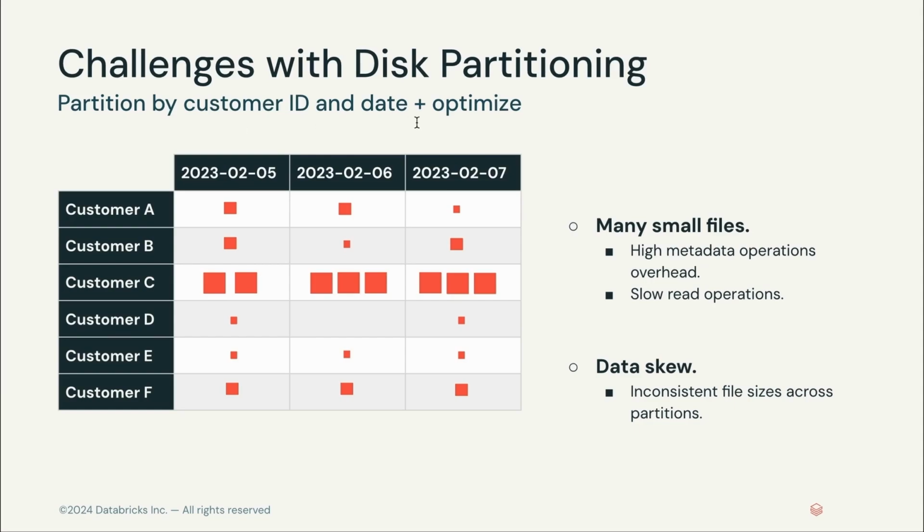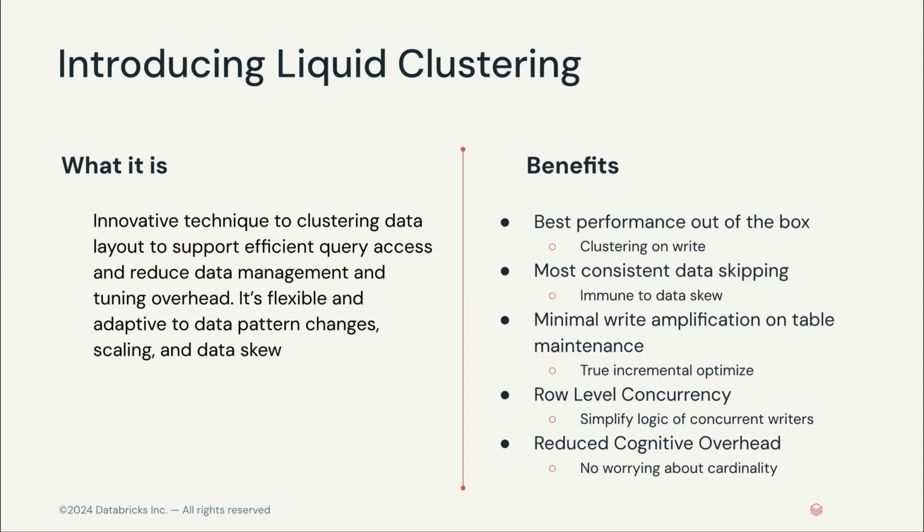Here are the challenges with partitioning. You may end up with many small files, with high metadata operations overhead and slow read operations, and you might end up with data skew where you have inconsistent file sizes across partitions, right? So you have one partition that has tiny amounts of data and other partitions or files that have large amounts of data because of the partitioning. That's going to lead to poor optimization.